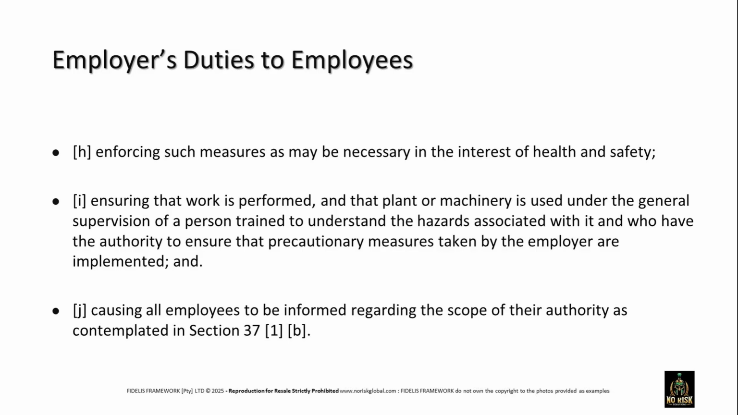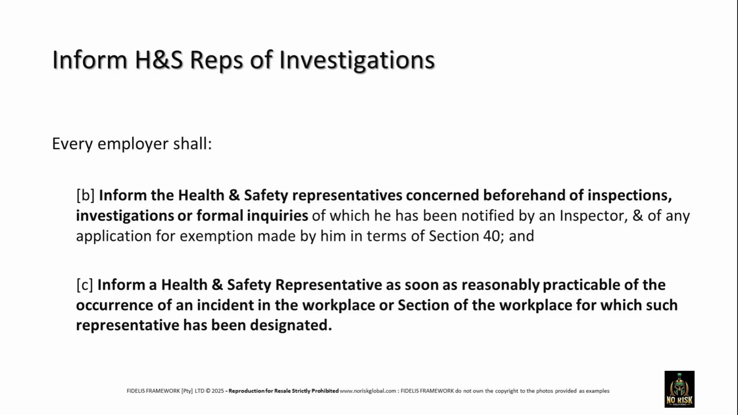Employers must enforce health and safety measures, ensuring that all work is performed safely. This includes informing employees about their authority and responsibilities and ensuring that safety measures are consistently applied. Employers are required to inform health and safety representatives about any inspections or investigations. This ensures transparency and allows representatives to be actively involved in maintaining workplace safety.